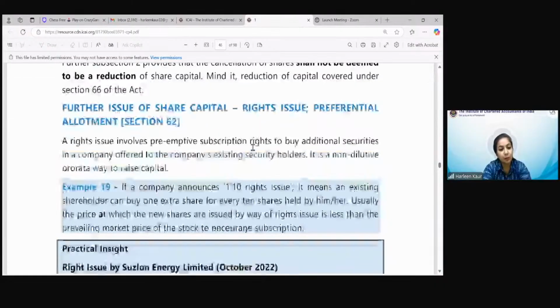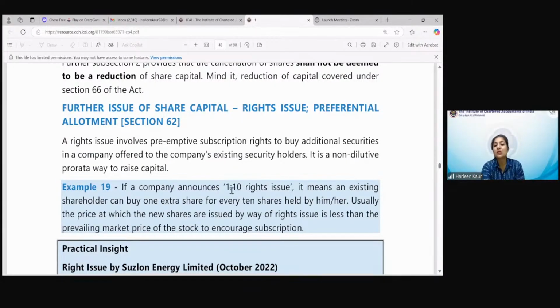Everyone is clear till here, section 61. Further issue of share capital is rights issue, preferential allotment, ESOPs. If a company announces 1:10, now this is how the proportion happens. 1:10 rights issue means an existing shareholder can buy 1 extra share for every 10 shares held by him. I was telling you for 10,000, I was giving 1,000. If you compute, the ratio is 1:10 only. So for every 10 shares that you have held, you can take 1 more extra share.